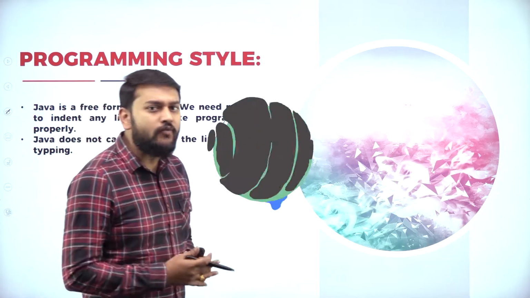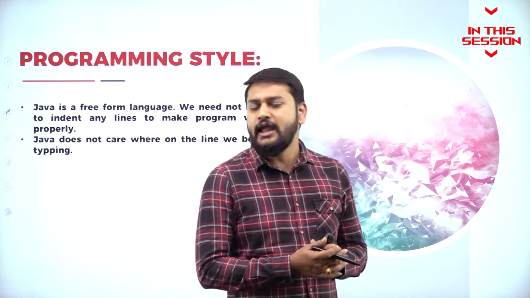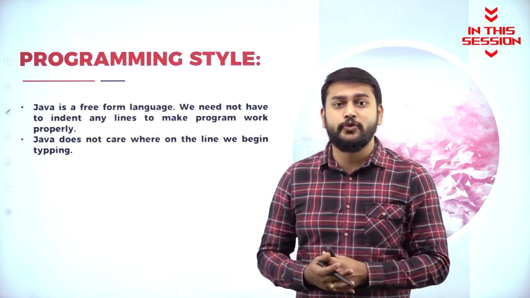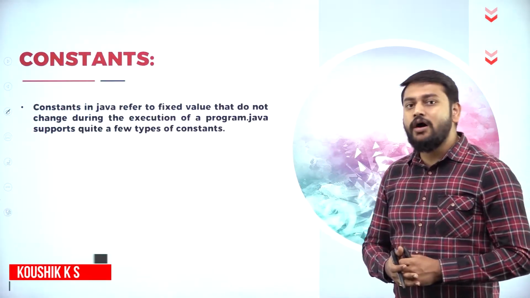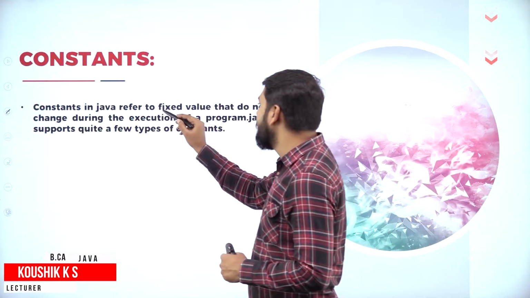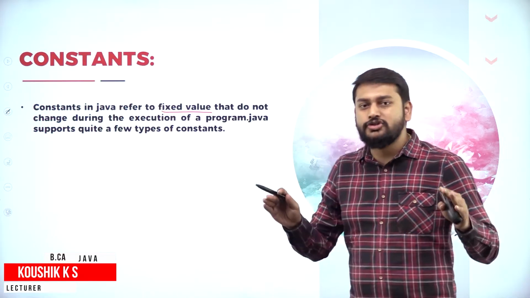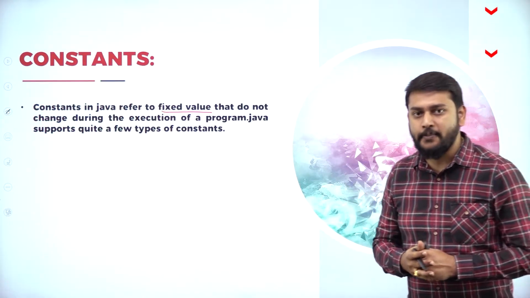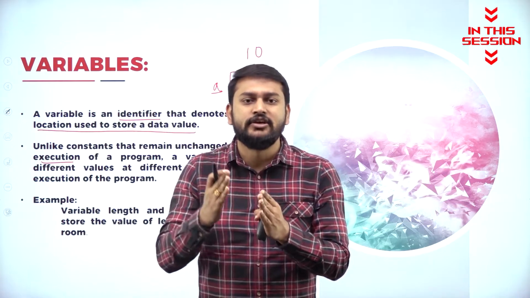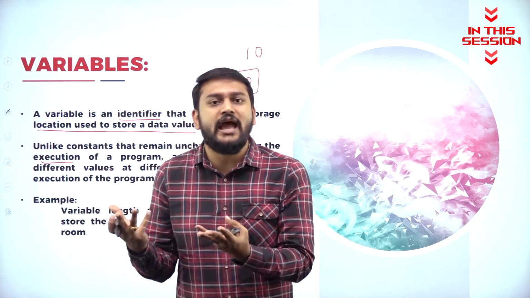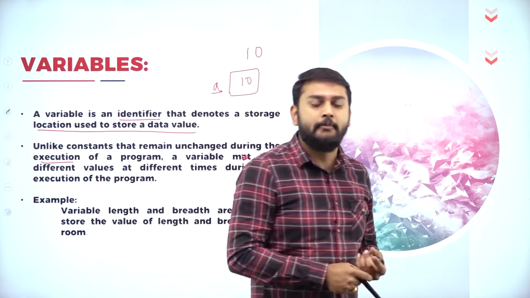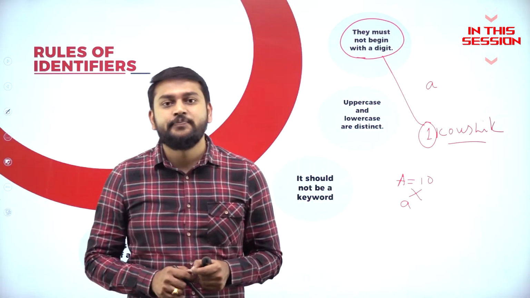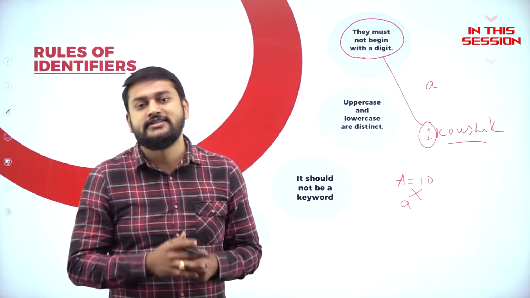So when it comes to Java, you don't have to indent any of the lines. But when it comes to other programming languages, it requires an indentation because it will give you the clarity. Constants in Java refers to a fixed value that do not change throughout the execution of the program. Variable in the sense it varies throughout the execution. What exactly is varying? The value is varying throughout the execution of the program. Keyword in the sense it is a reserved word.